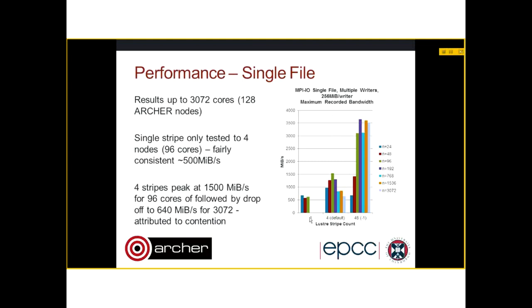So you can see if we stripe it with just one stripe, we get consistently about 500 megabytes a second write speed for a variety of numbers of processes. So that's as we expect, that's the serial speed. If you have four stripes, then we get a peak of about 1500 megabytes a second, but then it drops off as you have larger numbers of processes. So as you can see, there's some optimum here of choosing stripe count to match your number of processes.